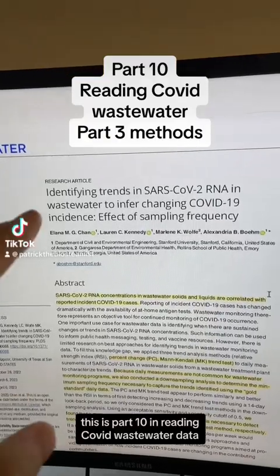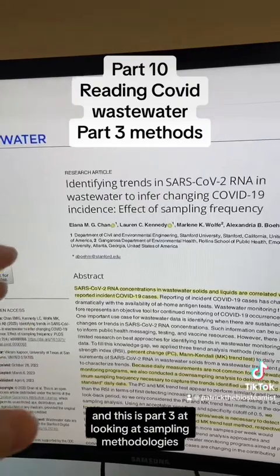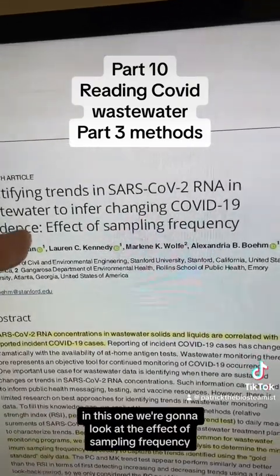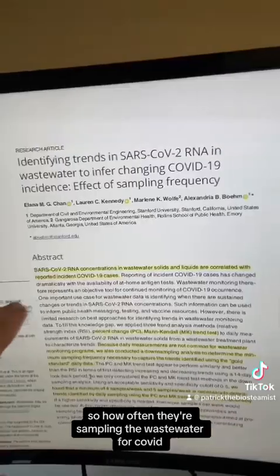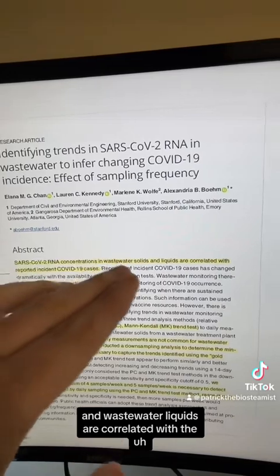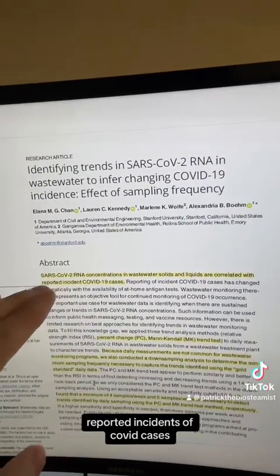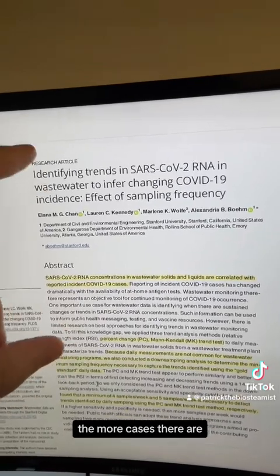This is part 10 in reading COVID wastewater data, and this is part 3 looking at sampling methodologies. In this one, we're going to look at the effective sampling frequency, so how often they're sampling the wastewater for COVID. Now first, we know that the COVID concentrations in wastewater solids and wastewater liquids are correlated with the reported incidence of COVID cases, so the higher the wastewater concentration, the more cases there are.